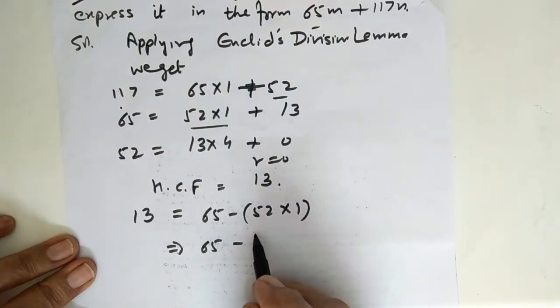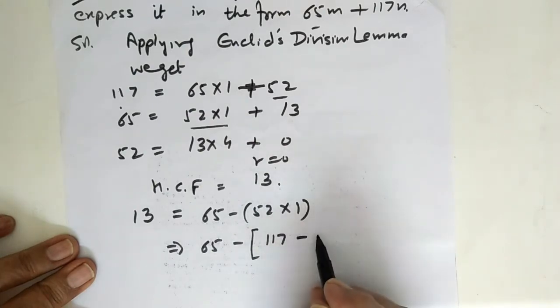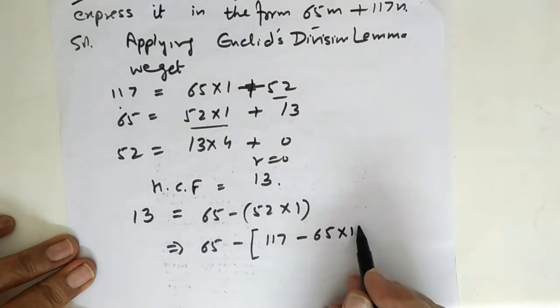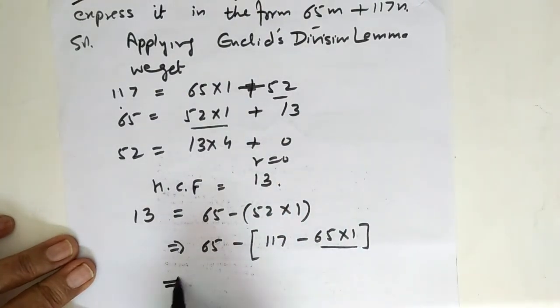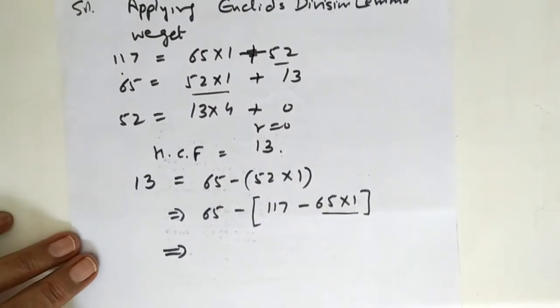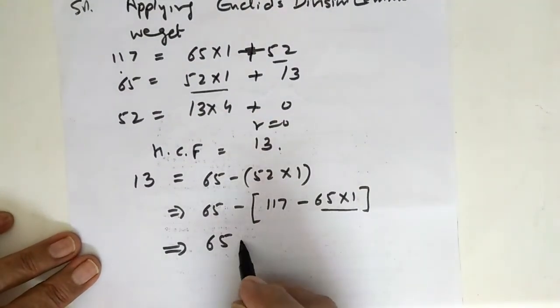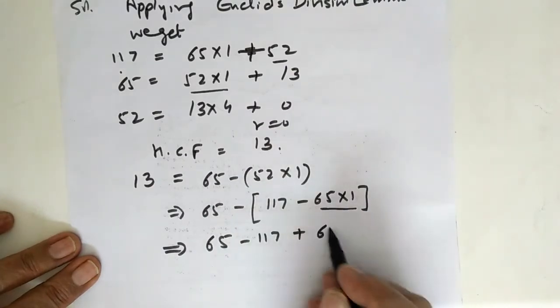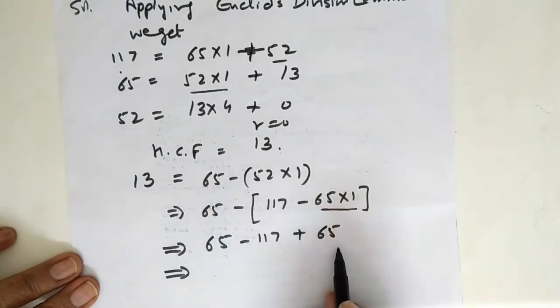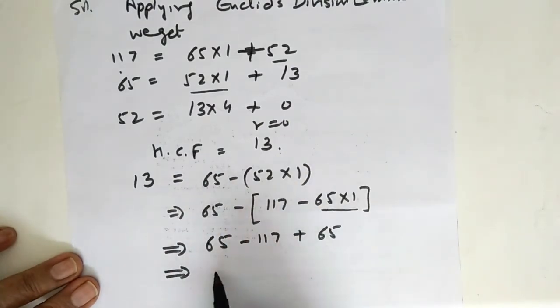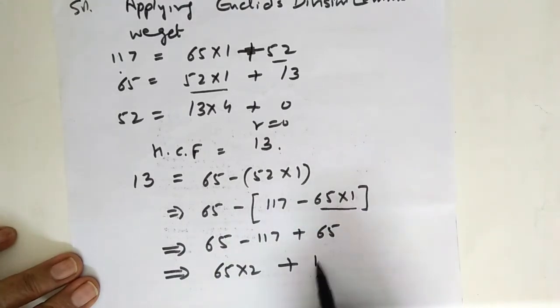So instead of writing 52, I will write 117 minus 65 into 1. This came from the first result. Open this bracket: 65 minus 117 plus 65. This is 2 times 65. I will not add these two because I need 65m. So this is 65 into 2 plus 117 into minus 1.